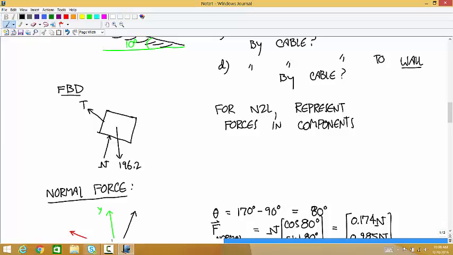What about this N? If we got a negative value for N, that would say that the ground was pulling down on the box. Is that possible? No, so it's a good thing that we got that positive N. So those are two things that give us more confidence in our answer.